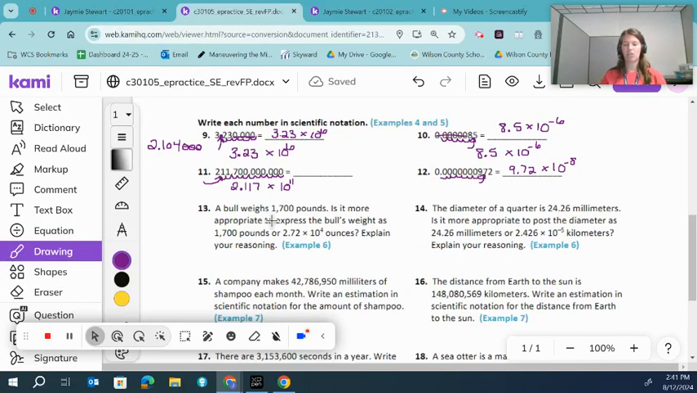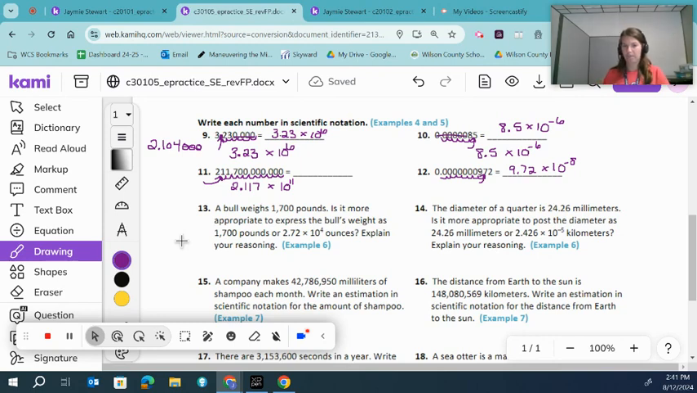Now these next questions are going to discuss the best way to represent certain numbers, whether using scientific notation or standard notation would be better for certain circumstances. So let's take a look at number 13. A bull weighs 1,700 pounds. Is it more appropriate to express the bull's weight as 1,700 pounds or 2.72 times 10 to the fourth ounces?